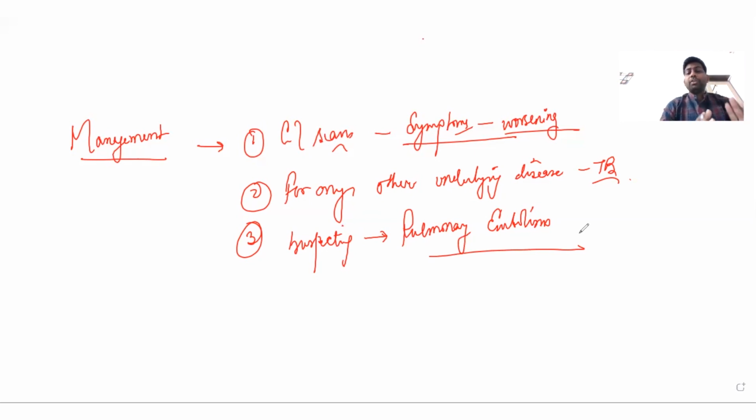Now, after we have seen the role of CT scan in diagnosis and the role of CT scan in management, let us see the role of CT scan in COVID-19 patients during follow-up after discharge. Again, we have to keep in mind that CT scan is not indicated for routine follow-up of the patients who have recovered from COVID-19.